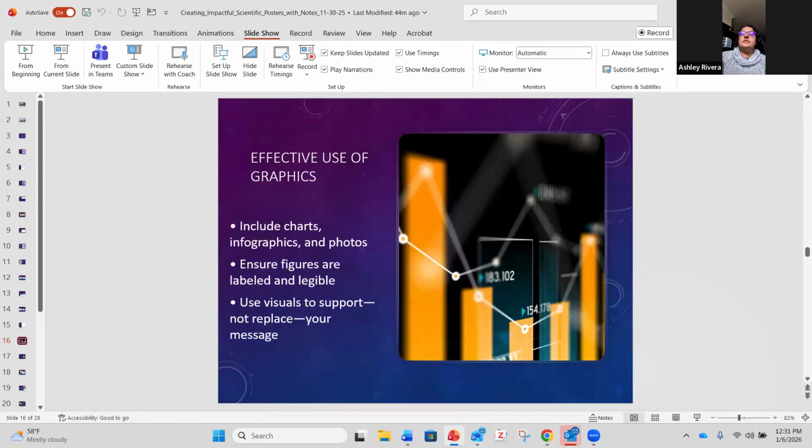All right. So always when you use graphics, try to make them effective. Include graphics that help tell your story. They don't have to be pictures just for pictures. Use visuals that support, that don't replace your message, right? Don't think you can replace all the words with pictures. But if it helps communicate what's going on, then that's what's important.